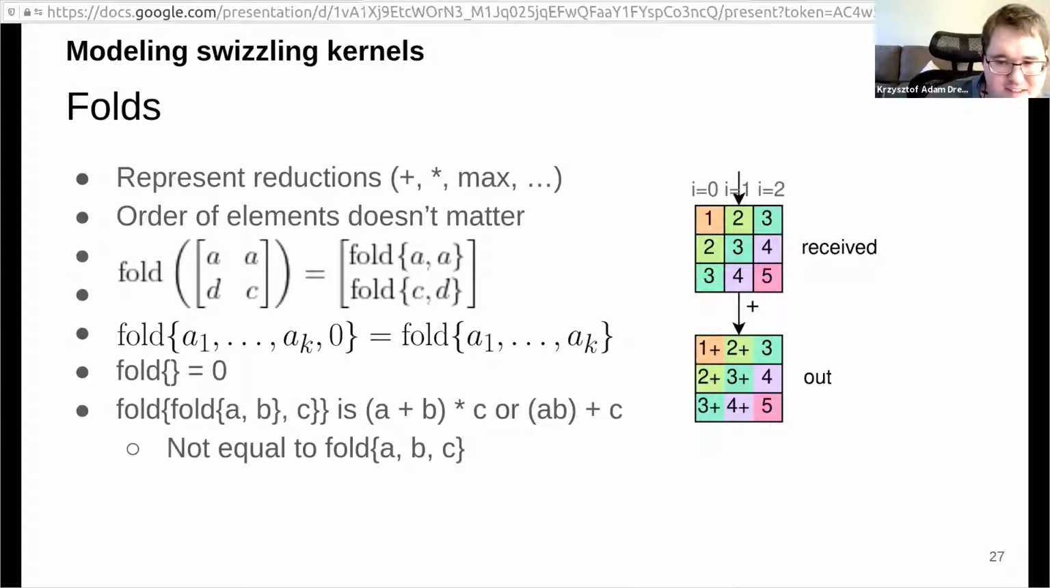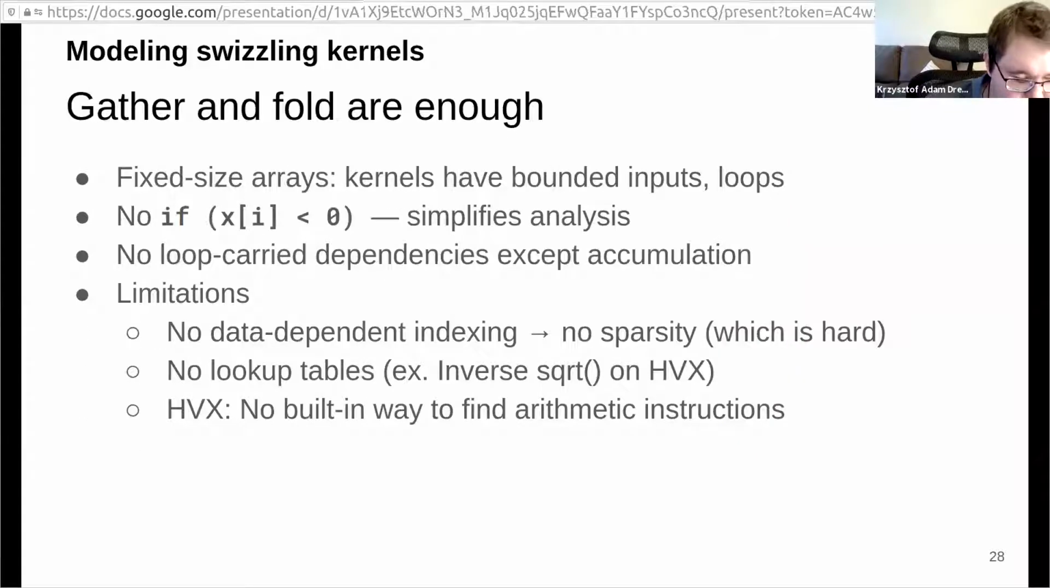And one note is that nesting these folds represents multiple different operations, say multiplying things and then adding some more stuff to them, and does not represent parentheses. And so fold of A and B and then C is not the same as fold of A, B, and C. That's a useful note about just our representation.